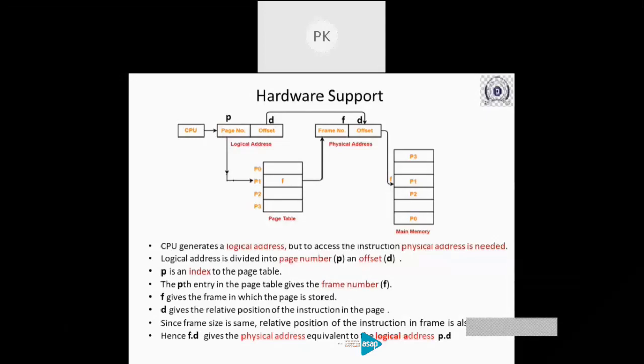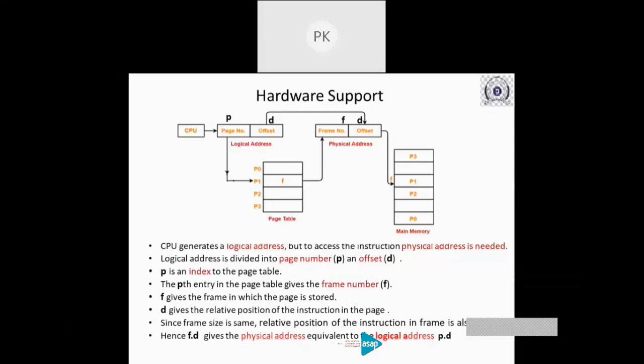You can see the page table below. The page table is indexed with the page number. By looking into the P entry in the page table, we can get an F, nothing but the frame number of the frame in which that particular page is stored. The frame number gives the number of the frame in which that page is stored. And we have offset, the next field of the logical address.